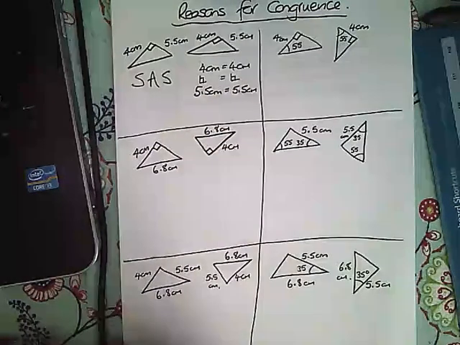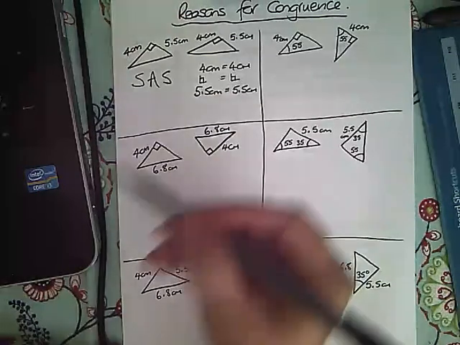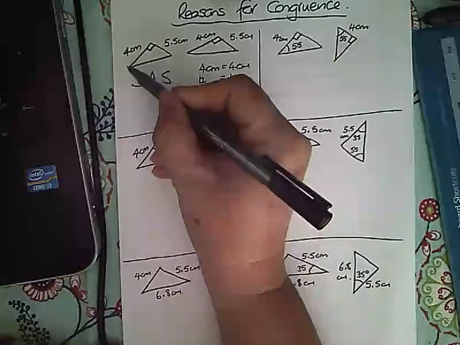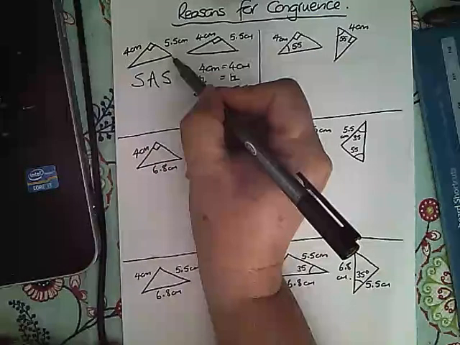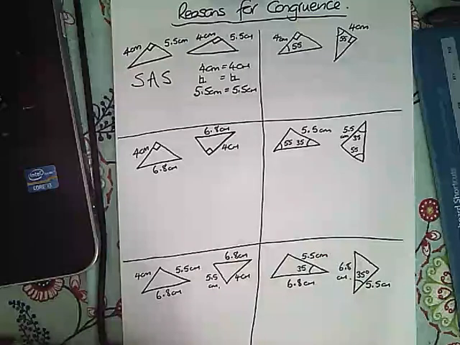So those two triangles are identical. You can only have one triangle in the whole world that has a 4 centimeter side here, a 5.5 centimeter side here, with a right angle in between it.